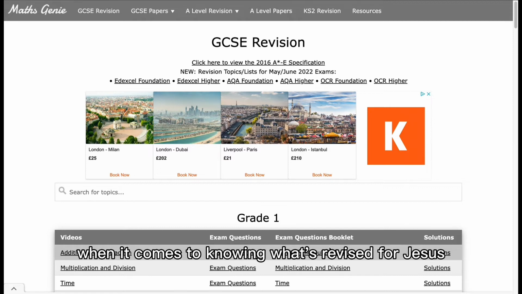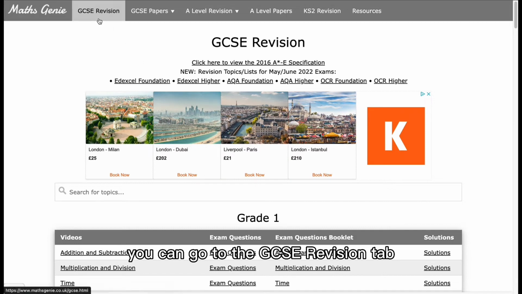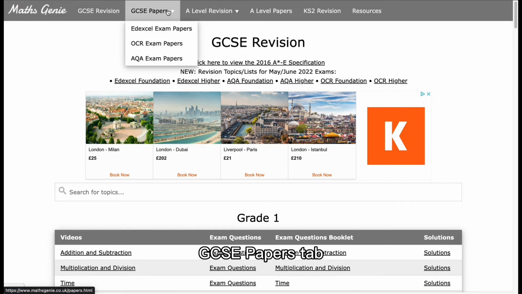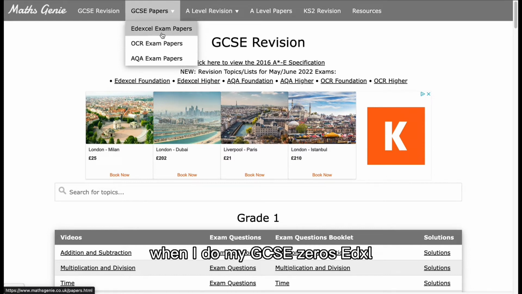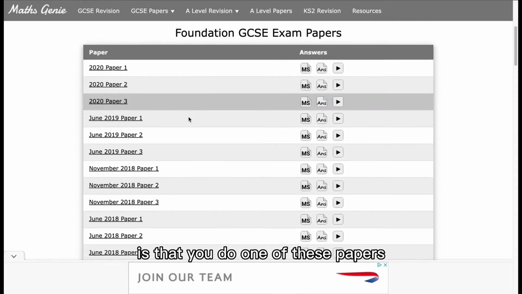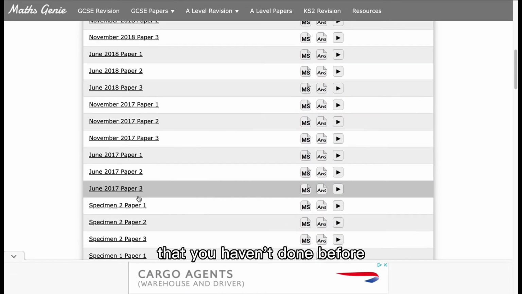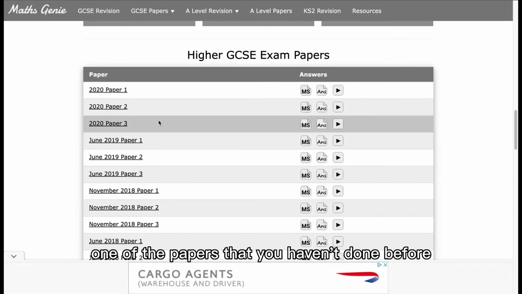When it comes to knowing what to revise for GCSE Maths, you have to be very smart. You can go to the GCSE revision tab, but the way I would urge you is to first go to the GCSE papers tab and go to the specific board that you're doing. When I did my GCSEs, it was Edexcel. I think most students do Edexcel, so I would urge you to go to the Edexcel exam papers. What I would recommend is that you do one of these papers that you haven't done before. This is very, very important.